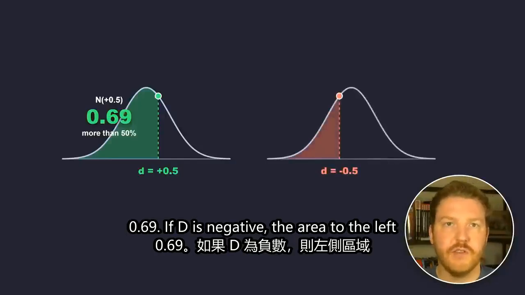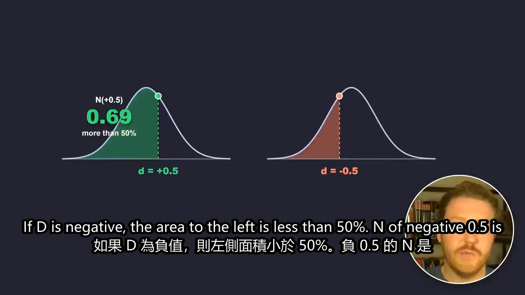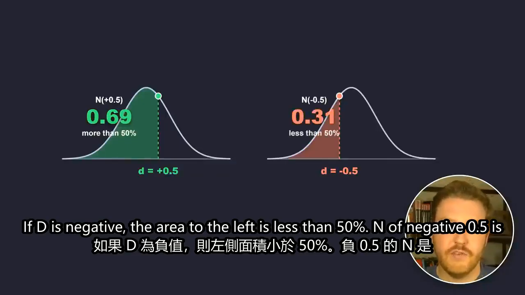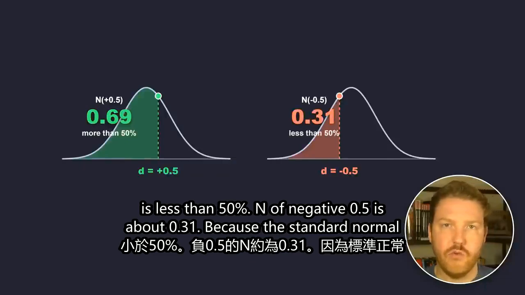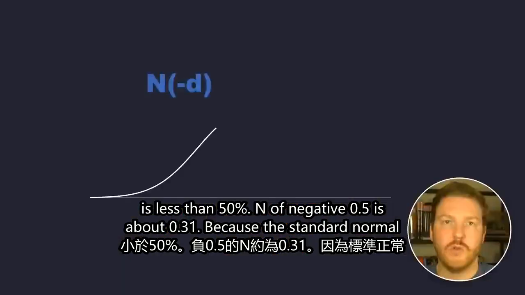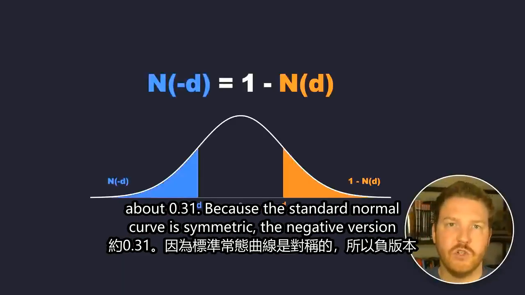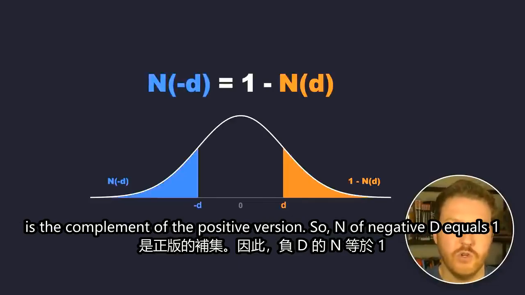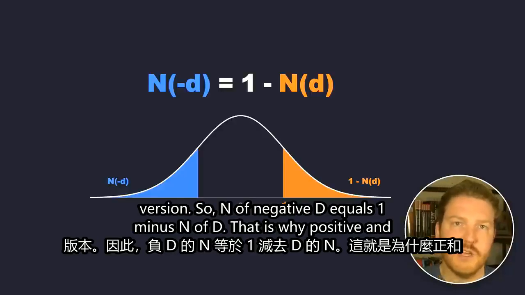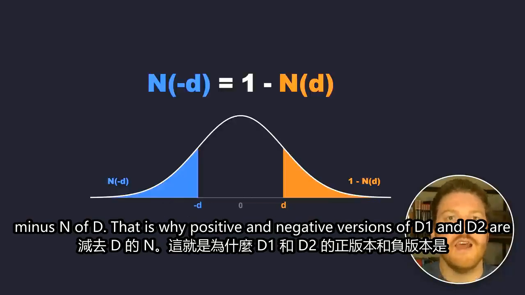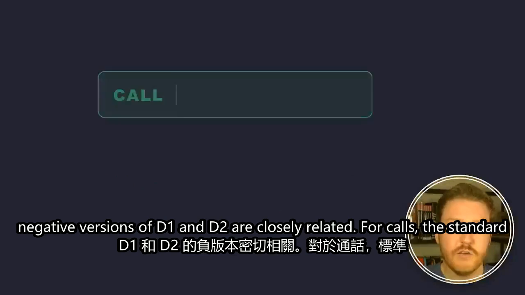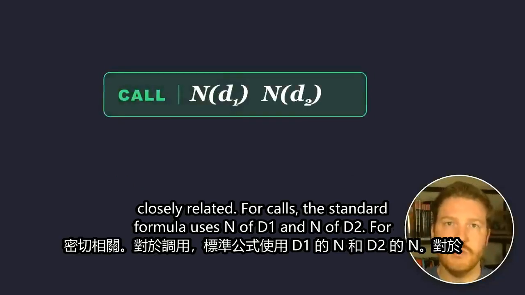If d is negative, the area to the left is less than 50%. N of negative 0.5 is about 0.31. Because the standard normal curve is symmetric, the negative version is the complement of the positive version. So N of negative d equals 1 minus N of d. That is why positive and negative versions of d1 and d2 are closely related. For calls, the standard formula uses N of d1 and N of d2.